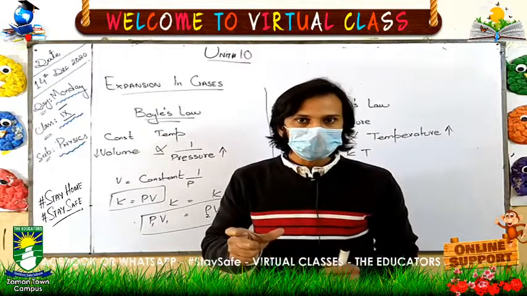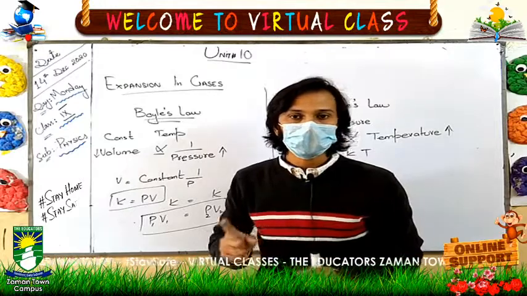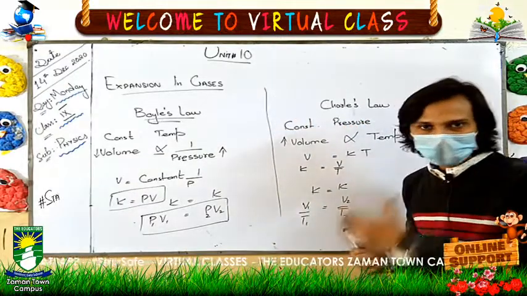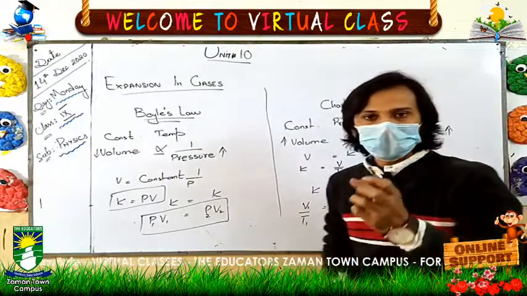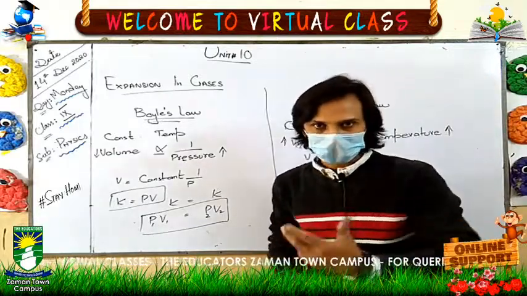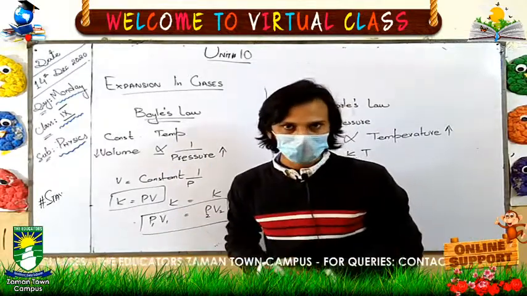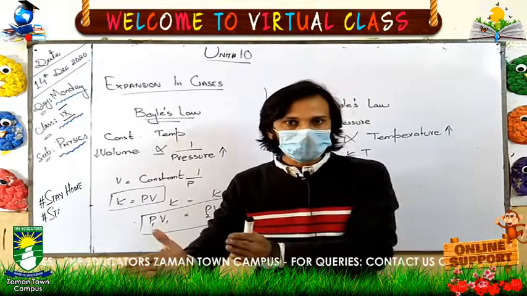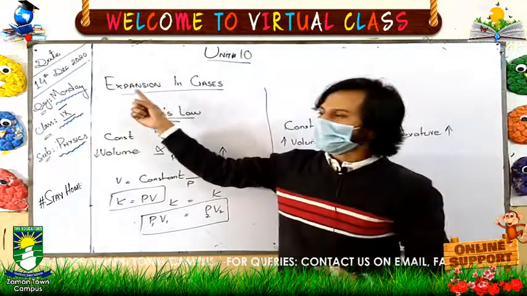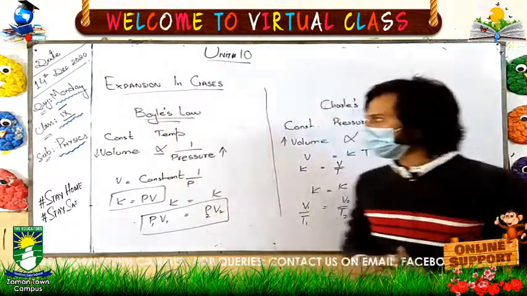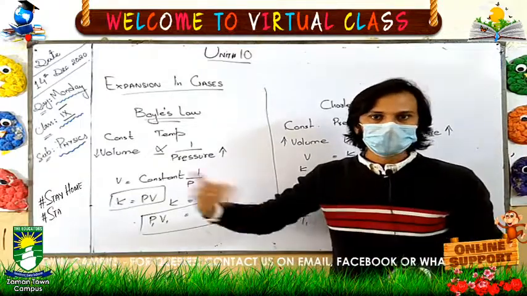Getting? At 4 degrees centigrade, water has the highest density, and it is heaviest as well. So that was the anomalous expansion of water between the range of 0 degrees centigrade to 4 degrees centigrade. Okay, and here we are talking about the expansion in gases. And expansion in gases basically is when we increase the temperature, gases start to expand.